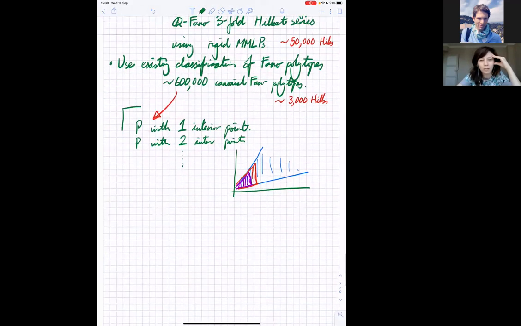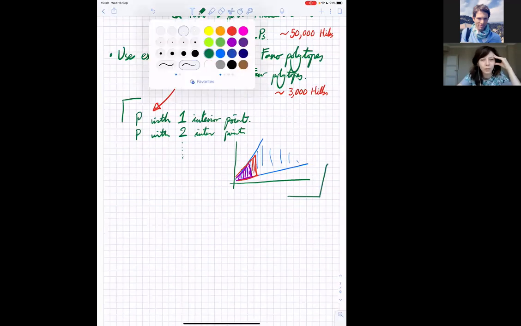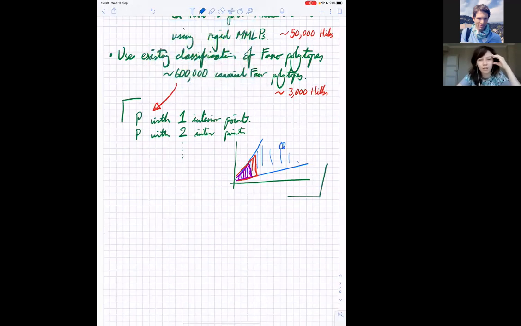Is the blue part the QFanos, or is the blue part the? This is meant to be the Q. Oh, yeah, the QFanos. Okay, thank you.